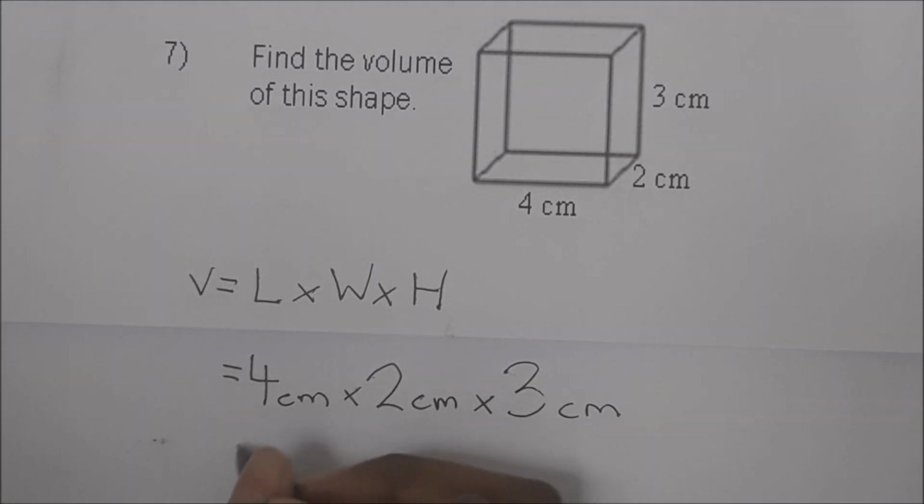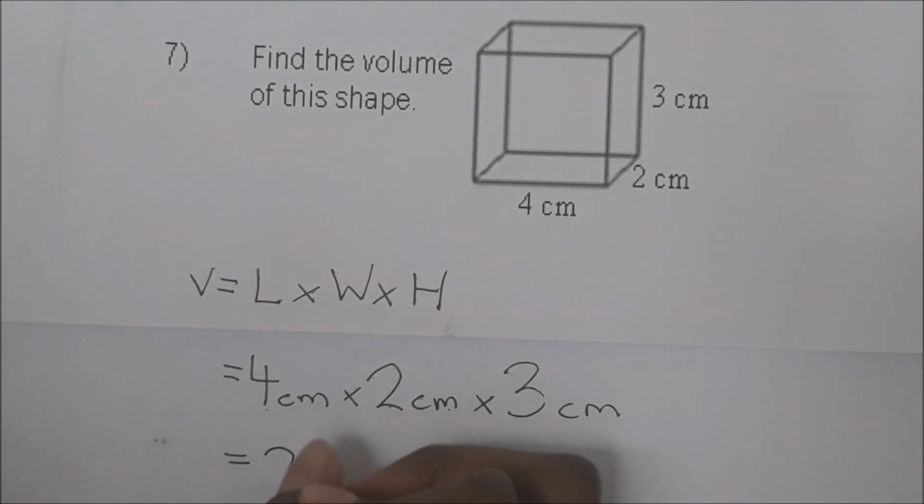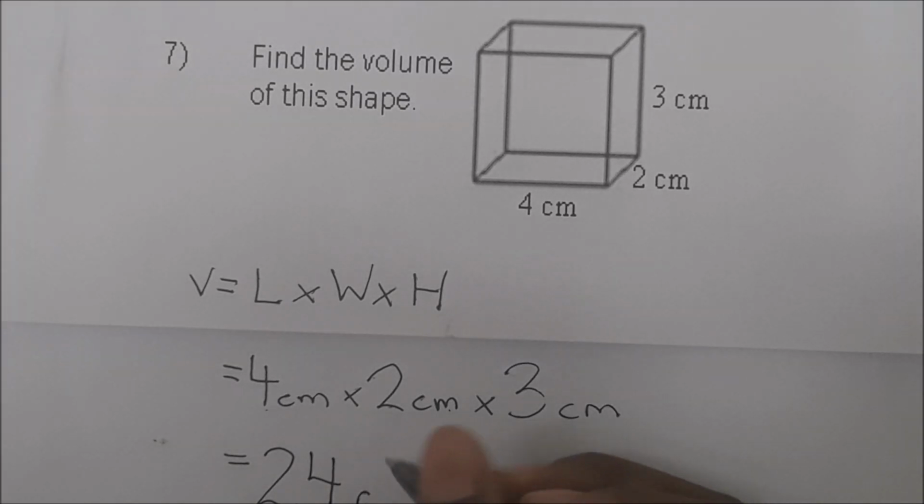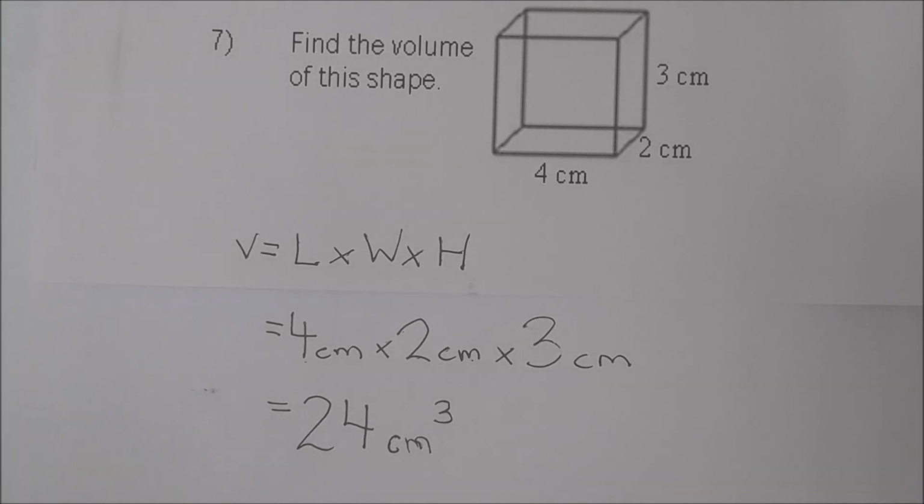Equal 4 times 2 is 8. 8 times 3, work it one time. 8 times 3 is 24. So put 24 for multiplying the numbers. Now how many times are you going to multiply centimeters? 3 times. So put 24 centimeters cubed, or I'll put to the power of 3. Okay, and your answer is 24 cubic centimeters, or 24 centimeters to the power 3.